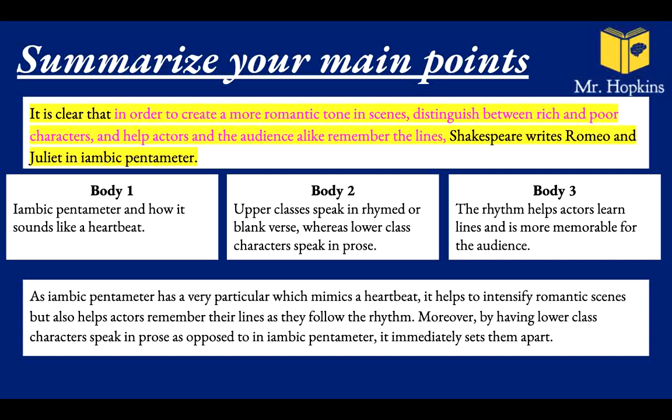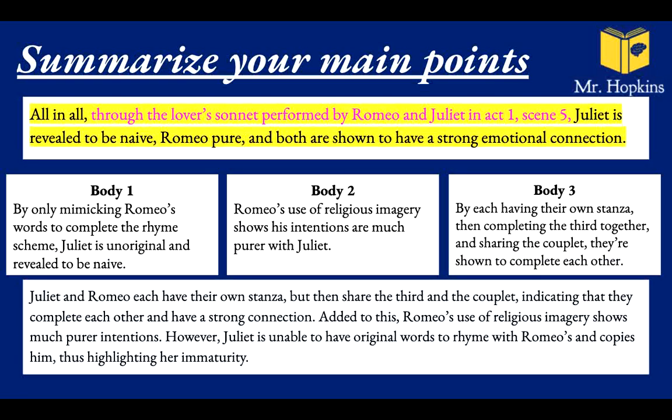When I summarise, again I've done it in 2 sentences. I've written, as iambic pentameter has a very particular rhythm which mimics a heartbeat, it helps to intensify romantic scenes, but also helps actors remember their lines as they follow the rhythm. I have summarised body 1 and body 3 there. Moreover, by having lower class characters speak in prose as opposed to in iambic pentameter, it immediately sets them apart. There's body 2. Let's look at one more example then.